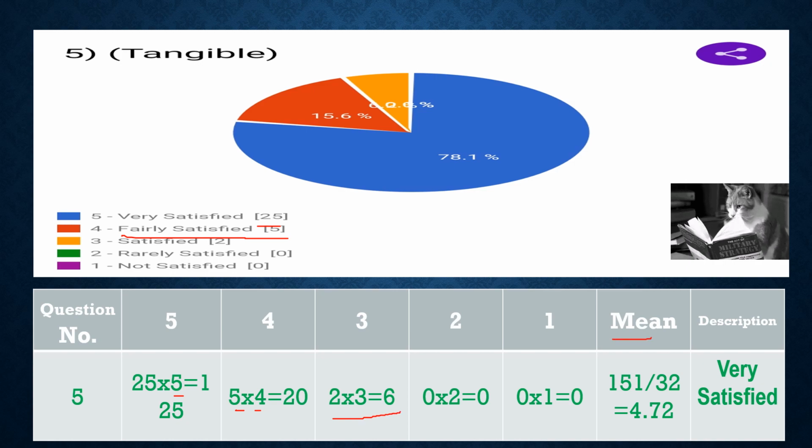To get our mean for this statement, 125 plus 20 plus 6 is equal to 151. So 151 divided by the number of respondents in this research, which is 32, is equal to 4.72. Our description here will be very satisfied, just based on our criterion continuum. Okay, very satisfied.